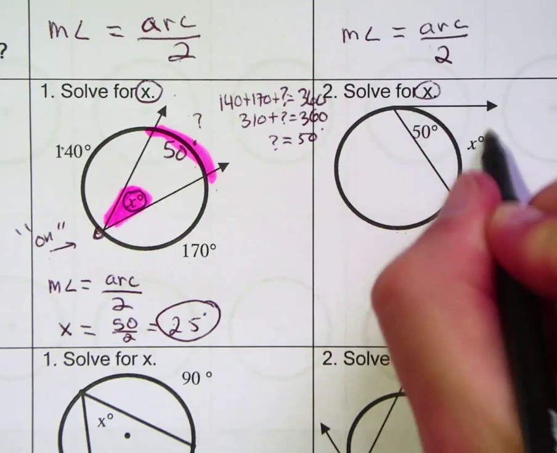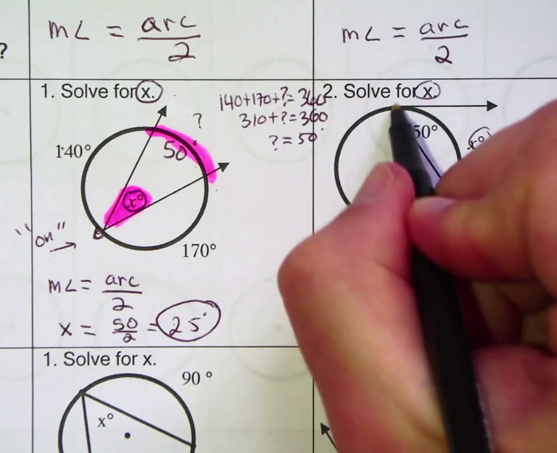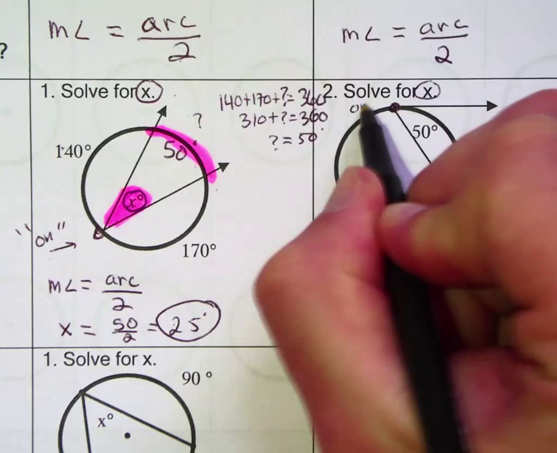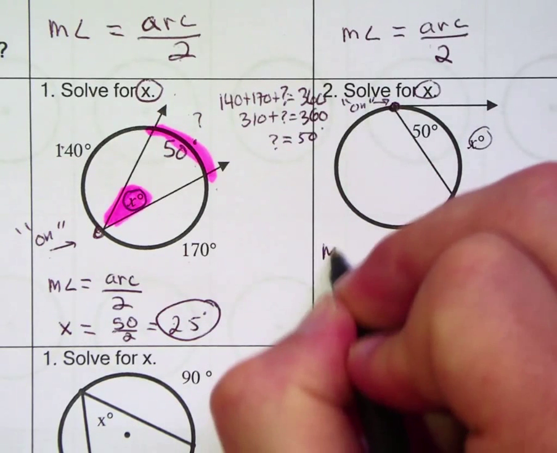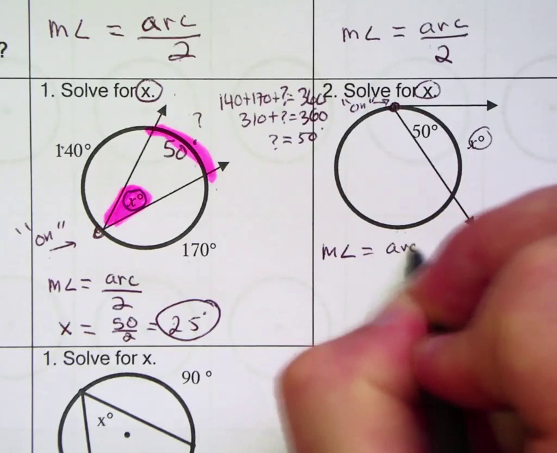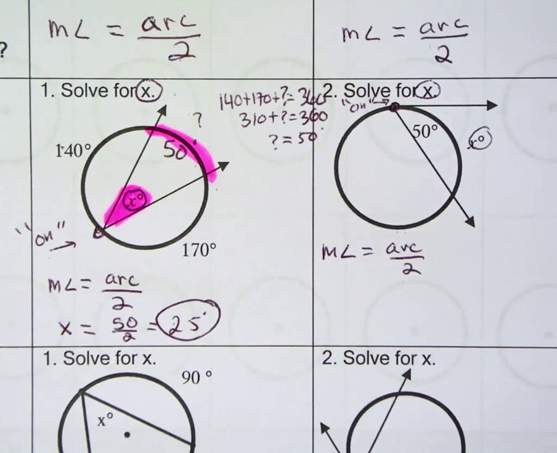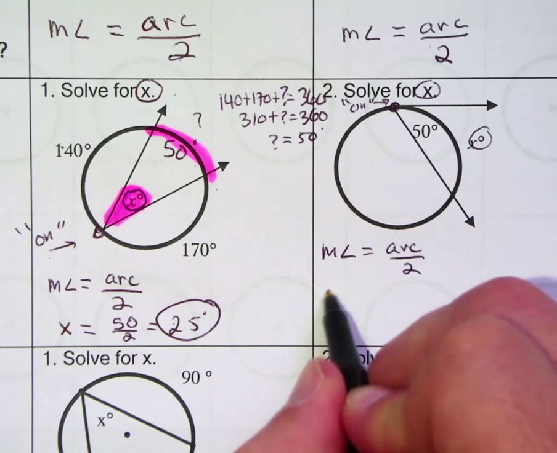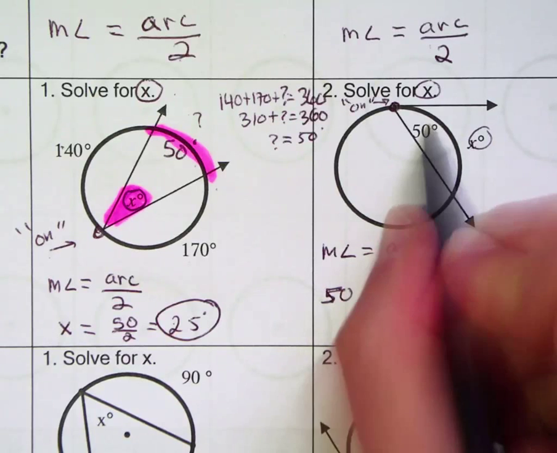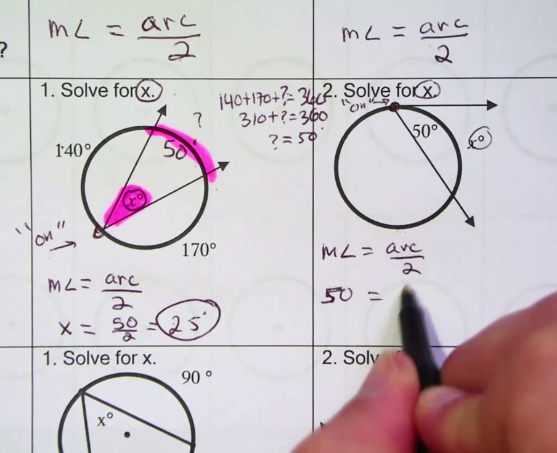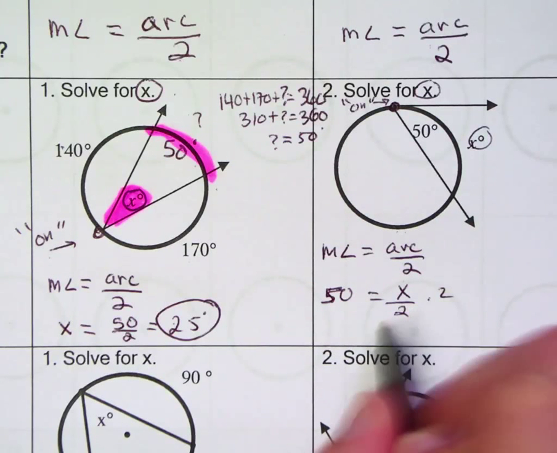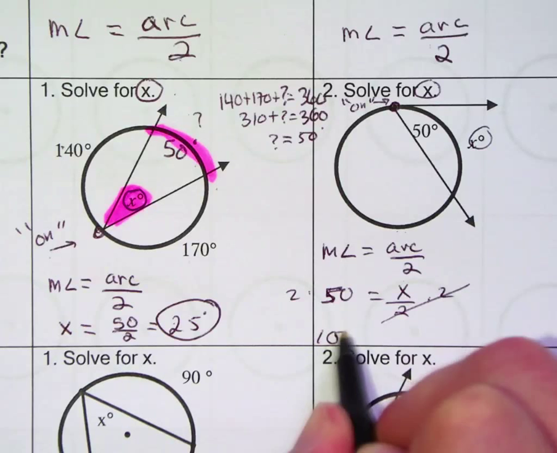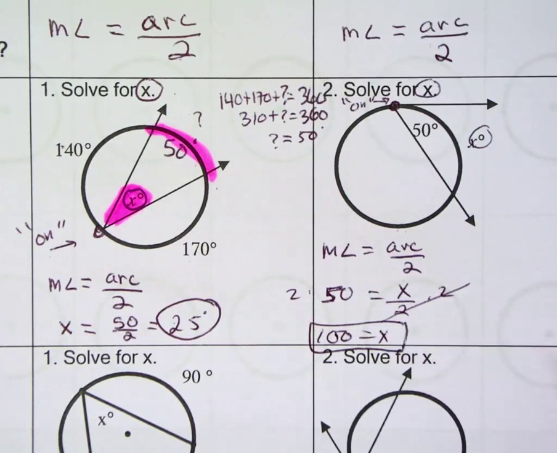We're looking for x, that is our find. Where is the vertex? The vertex is still on the circle, so it's still inscribed. So the measure of that angle is still equal to the arc divided by 2. So my angle happens to be 50. Make sure you substitute properly. The arc is x, split over 2. How do I solve? Multiply both sides by 2. Your x is 100 degrees.